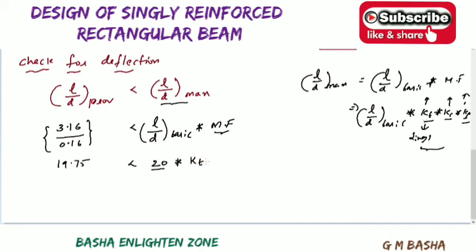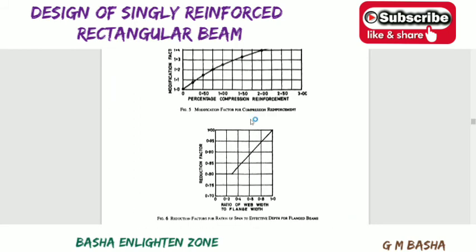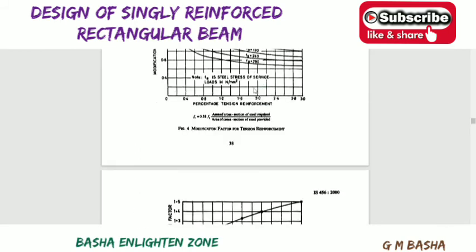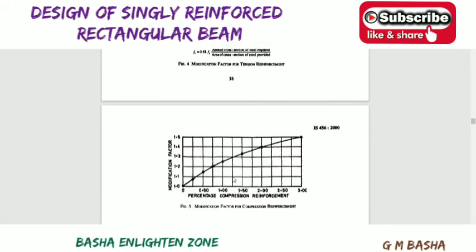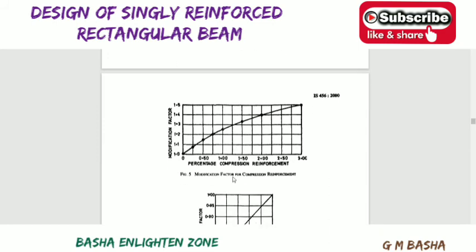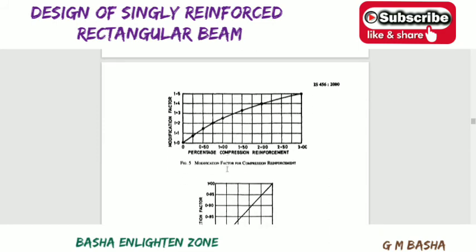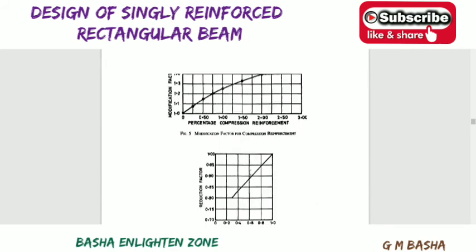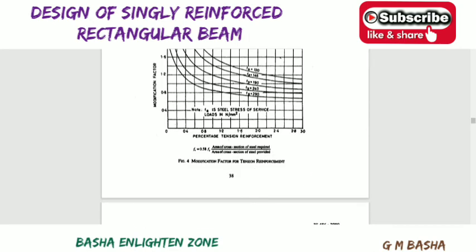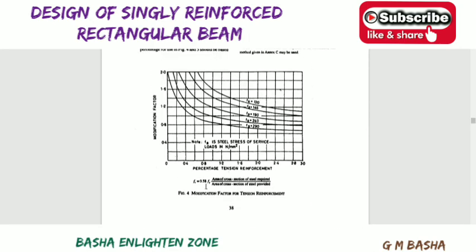If you are designing a doubly reinforced beam, you can check the modification factor for both tension reinforcement as well as compression reinforcement. If you are designing T beams, then you can consider the flanges also, no problem. Then we are checking only for this one. Before finding that, you can see the modification factor is on the y axis and the tension reinforcement is on the x axis.